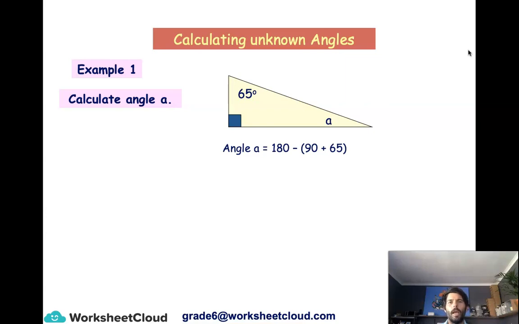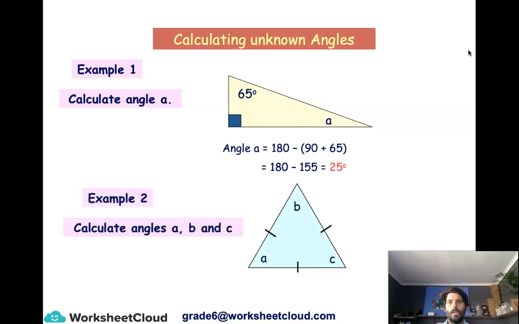So therefore angle A will be 180 minus 65 and 90. I know I can get 65 degrees because it's there. I need to be able to recognize the right angle sign is equal to 90 degrees, and then it's just a case of subtracting 155 from 180 and I get 55 degrees.